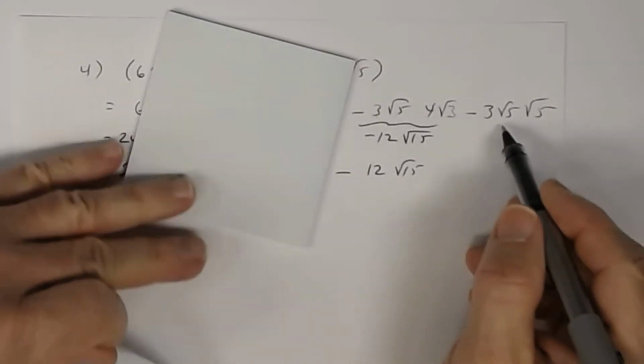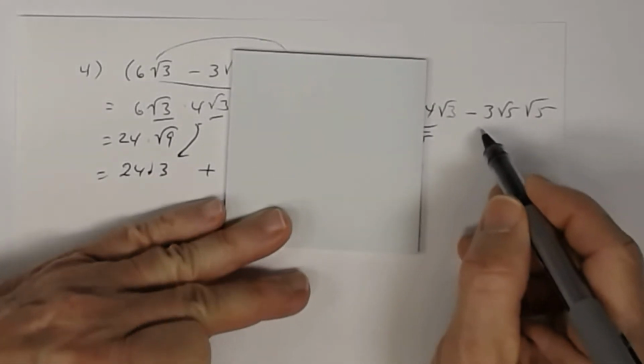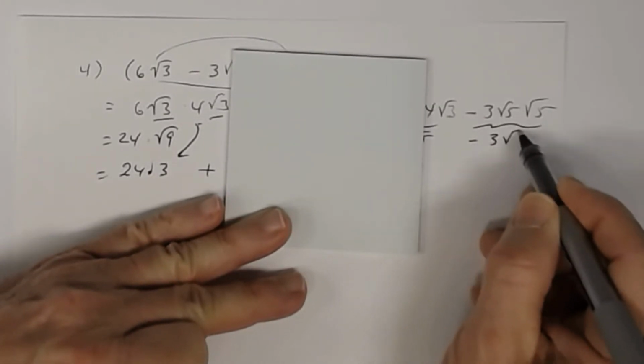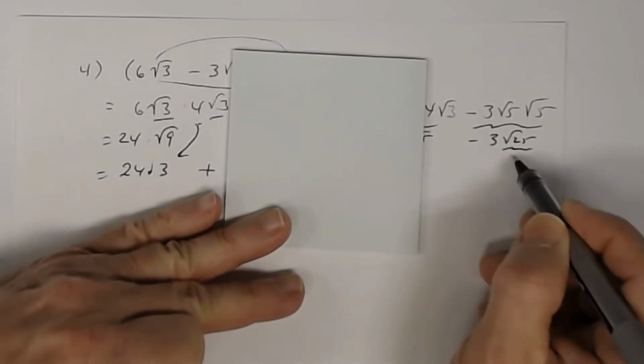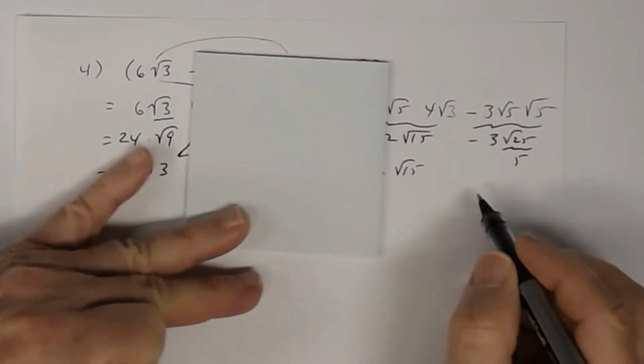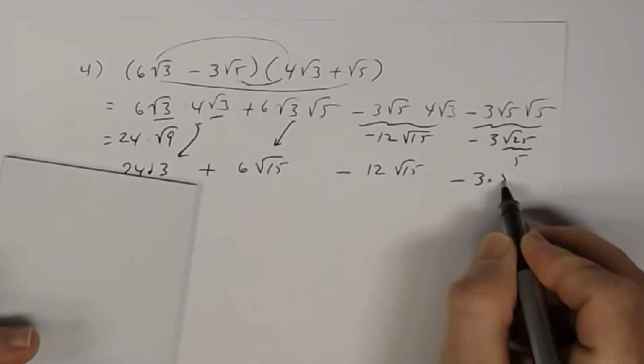And then finally over here, right here, that's going to be minus 3 square root of 25. But we know that that's 5, right? Square root of 25 is 5. So that becomes minus 3 times 5.